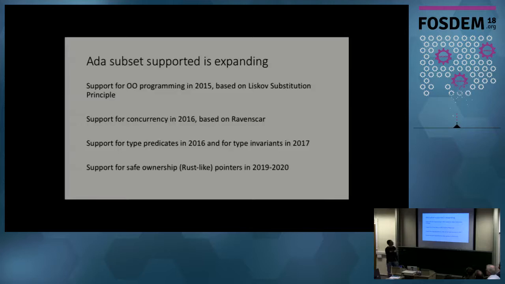So we have added along the years OO programming, including dispatching calls. And for this, we use the best that academia has shown is possible to do, which is to show that derived classes are providing a subset of behaviors of the parent classes. So that's called, the long name is the Liskov substitution principle. For example, that's one of the means to comply with OO in avionics context now.